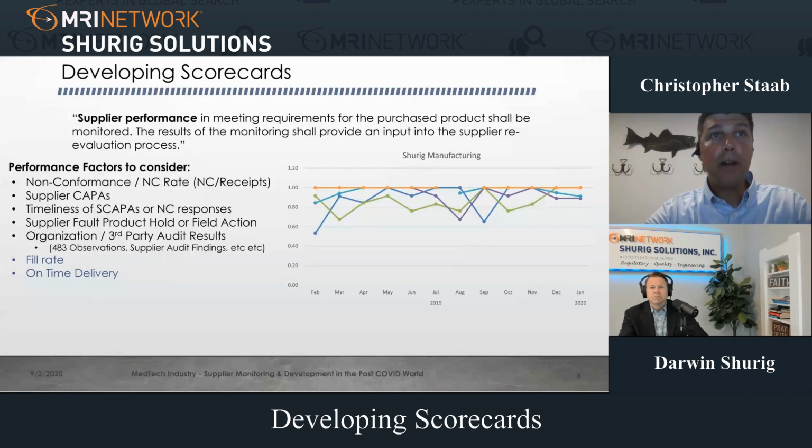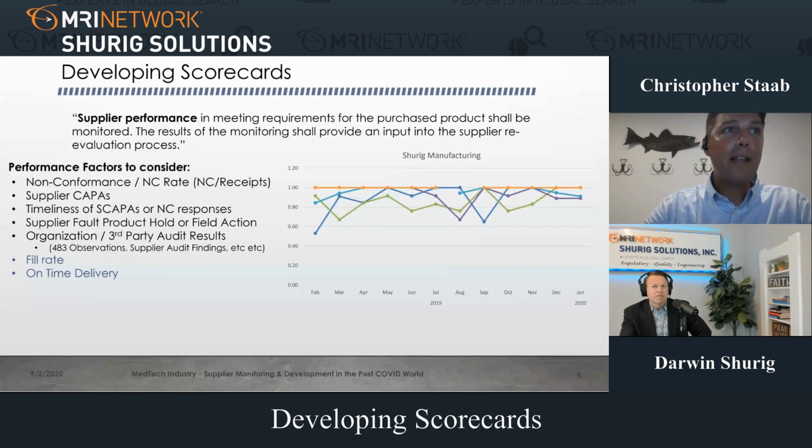Supplier fault product hold or field actions. Did they cause challenges for you in your finished good? Organizational, so internal audits, external audits, and then third party results. Did they have any 483s for other matters? We just went out to a supplier a few weeks ago that had some FDA observations. We went in and double checked on those activities, and they got findings from us for the same areas because they didn't fix them adequately. So I think those are the types of things that help trigger, from a manufacturing standpoint, where your challenges are.